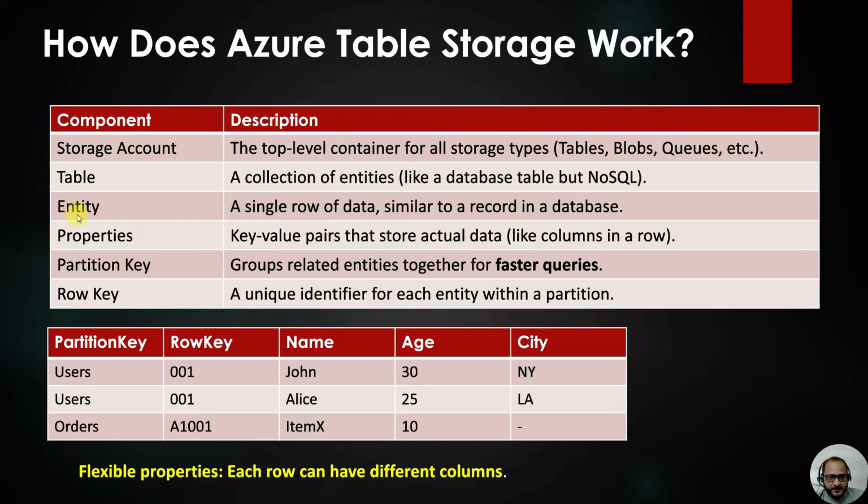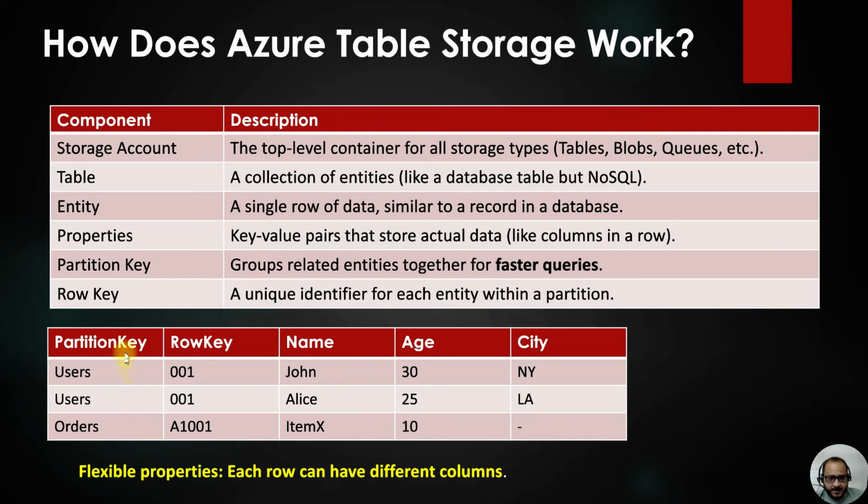Then another component is the entity. An entity is a single row of data, similar to a record in a database. Then we have properties, partition keys and row keys. Here I have defined a simple example of Azure Table Storage. You can see the partition key and row key. In the partition key we have two values, users and users, and the row key is also 0101, but the name, age and city are different in both rows.